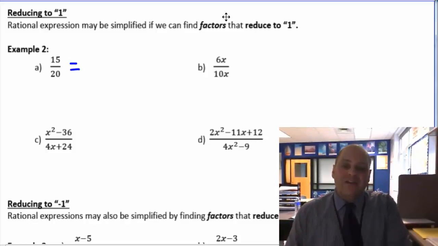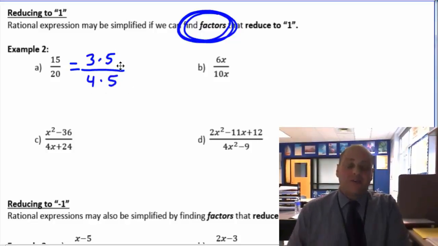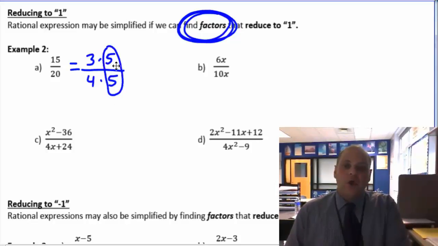It's all about factors, guys. 15 is 3 times 5. That's the factors of 15. 20 is 4 times 5. See that? So we factored 15, we factored 20, and now we have this 5 over 5, which we don't say cancel, we say it reduces to 1. Because 5 divided by 5 is 1.